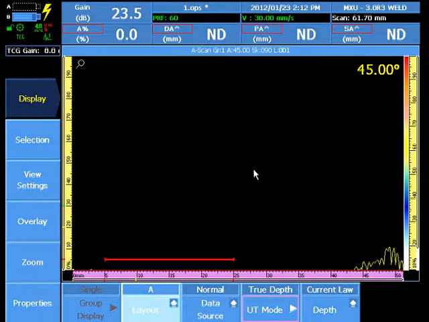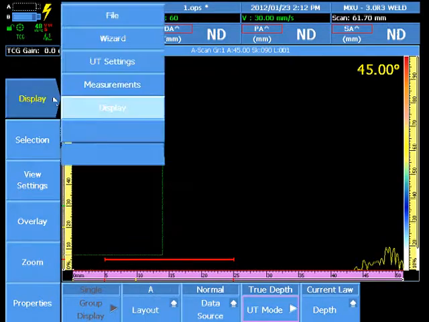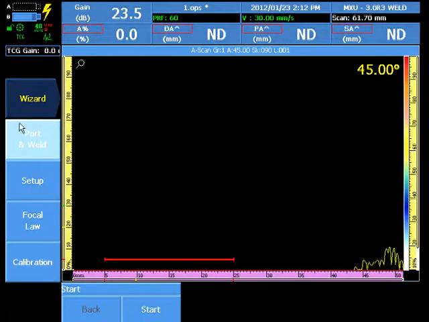OmniScan MX2 training program, use of FocalLawWizard. After completion of the part and weld and setup wizards, we're ready to do our beam formation and determine the number of A scans and configuration of the group. Select FocalLaw Start.